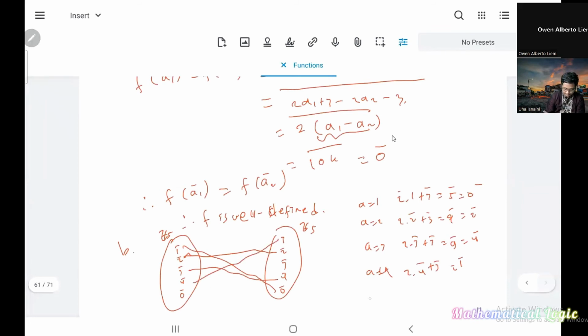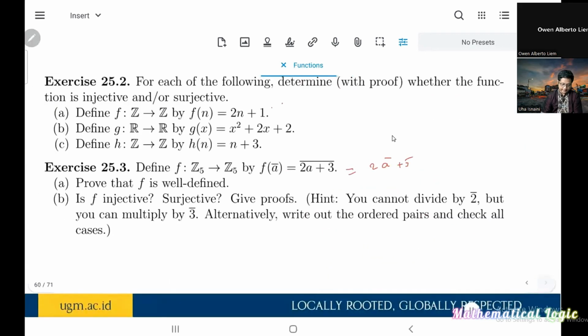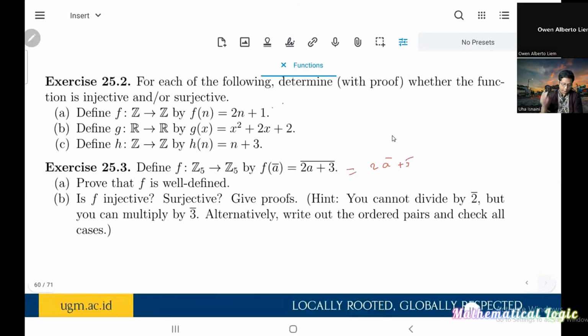And then a equal to 0. Then 2 times 0 bar plus 3 bar is 3 bar, right? This one goes to here. So it's clear this one is injective and then surjective. Okay, this is one way to prove that.